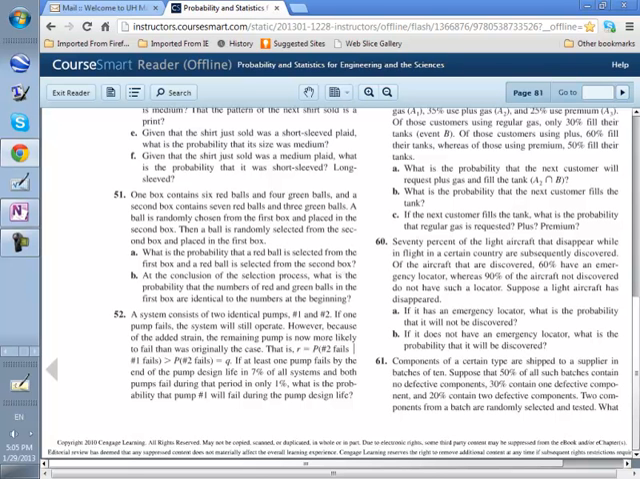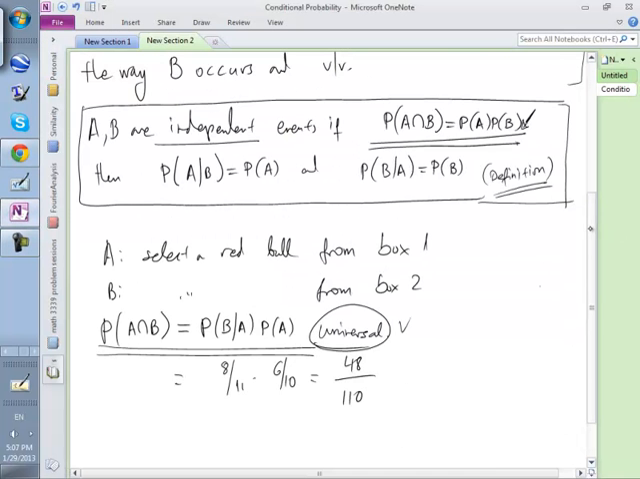Let's work on question B. At the conclusion of the selection process, what is the probability that the numbers of red and green balls in the first box are identical to the numbers at the beginning? Okay, now we have to think like engineers. This is the following. I would answer this question as follows.